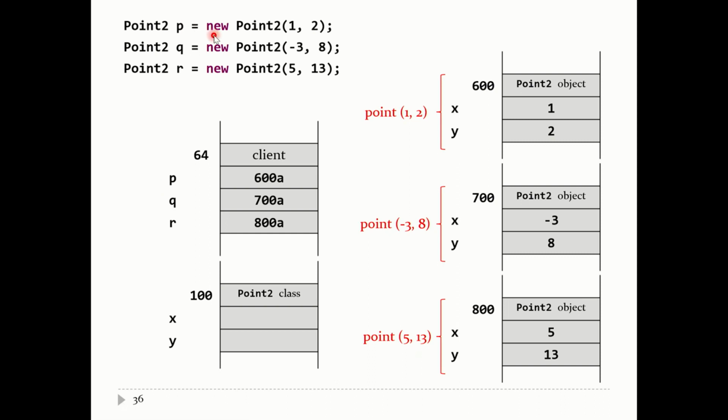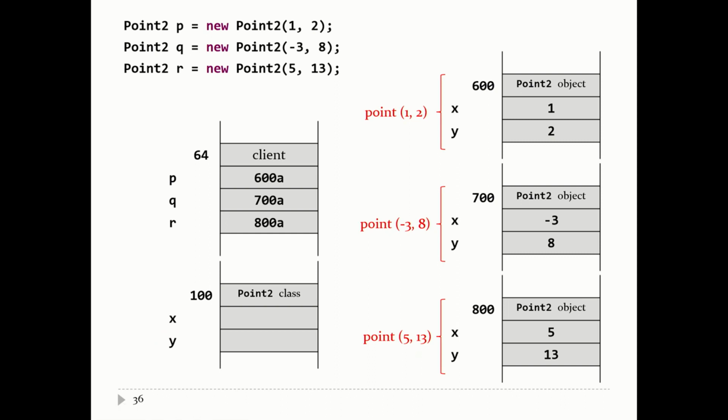To assign a value to p, we call new, and then a constructor for Point2. Now, the first time you use a class in Java, that class gets loaded into memory somewhere. So when the compiler sees Point2 p, it generates some code that causes the Point2 class to be loaded into memory. Our Point2 class, we haven't seen the implementation yet, but there's a field called x and there's a field called y inside that class.